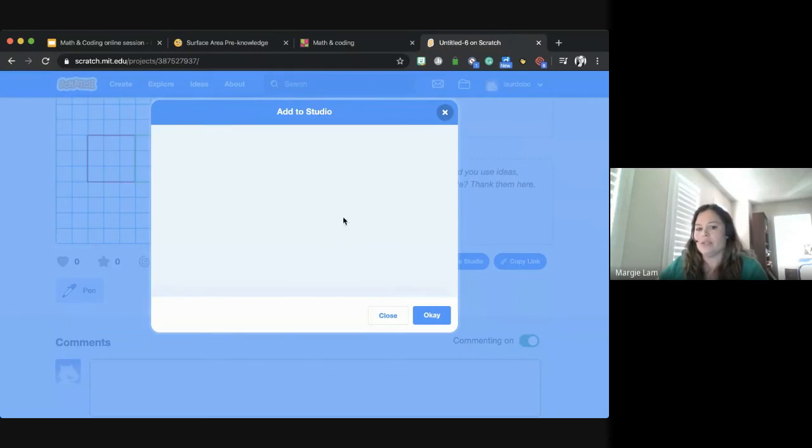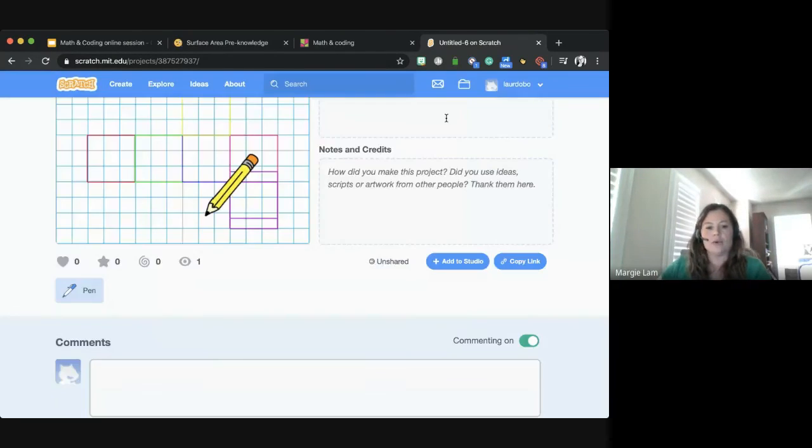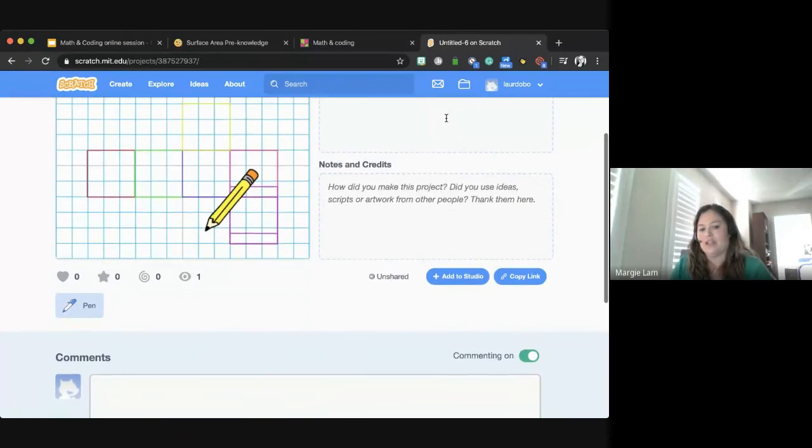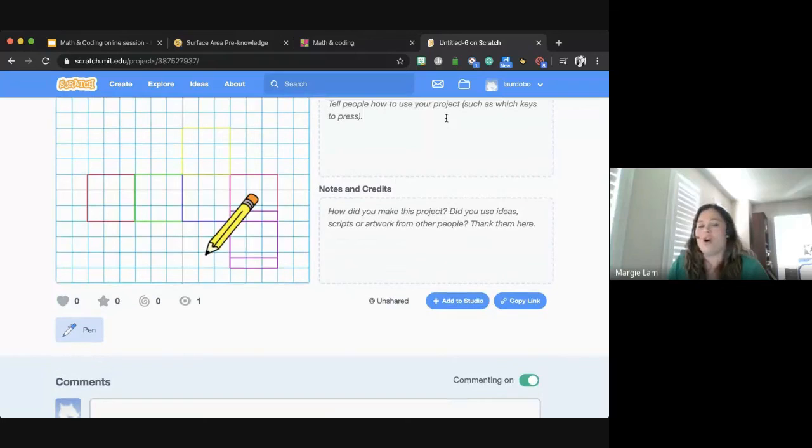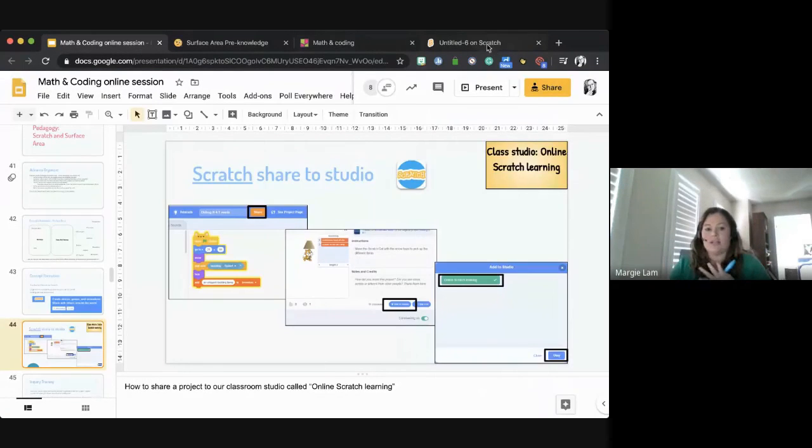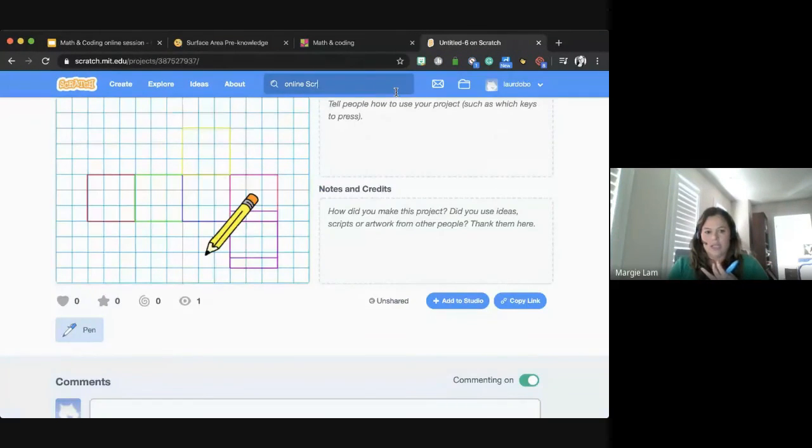So what you have to do is this works well if you're part of a class. In order to find a studio, in this case, because you don't have it, you're going to have to search in there for online Scratch learning. If you just type in the search, you can find it that way. The instructions I had, sorry, were for if you're part of a class. The one I have is called specifically online Scratch learning.